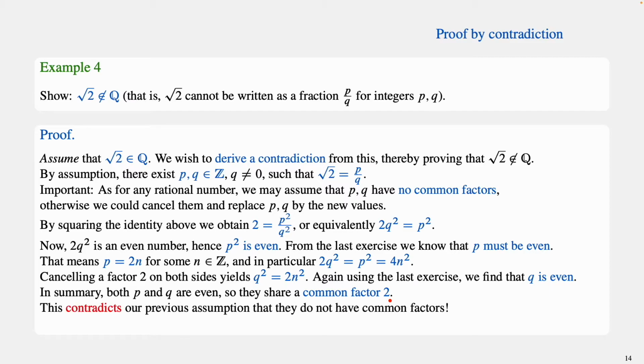Now that's a bit of a problem because we assumed that they do not have common factors. We assumed we had a reduced fraction. So now we have a contradiction. And because of that contradiction, our original assumption that square root of 2 is a rational number cannot be true, and hence the negation must be true, that square root of 2 is not a rational number. And this concludes our non-trivial proof by contradiction about a rather interesting number theoretic statement.